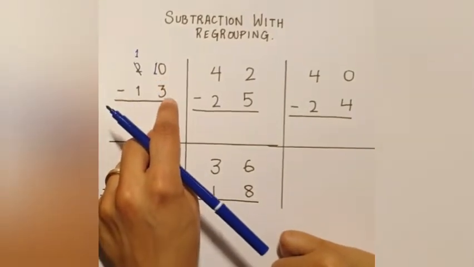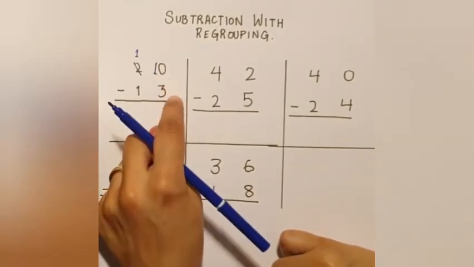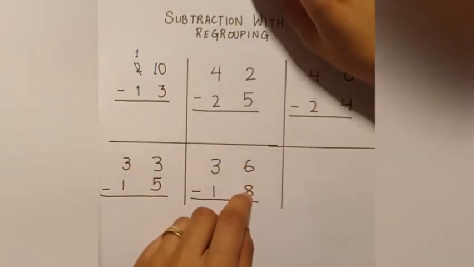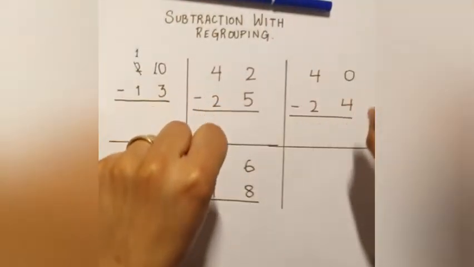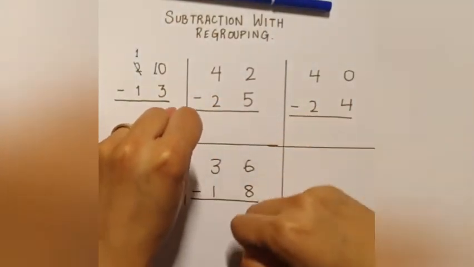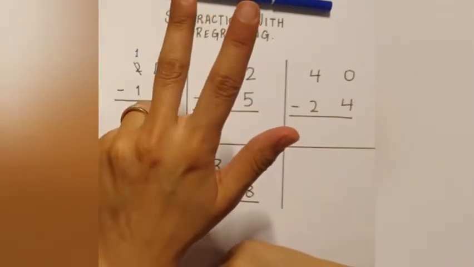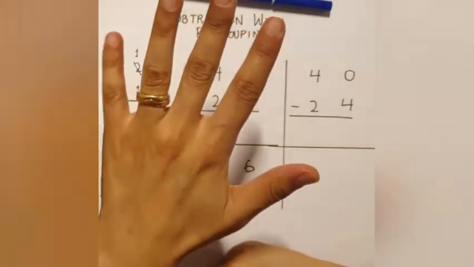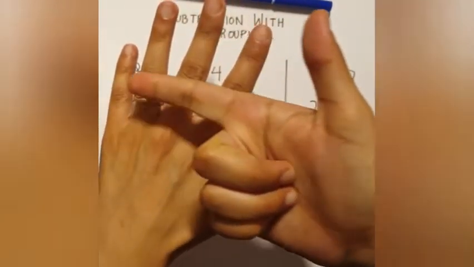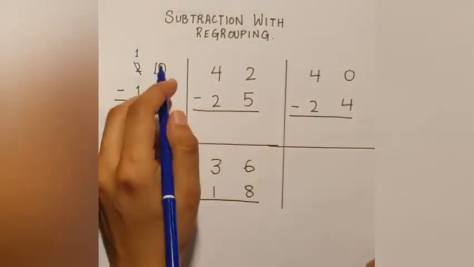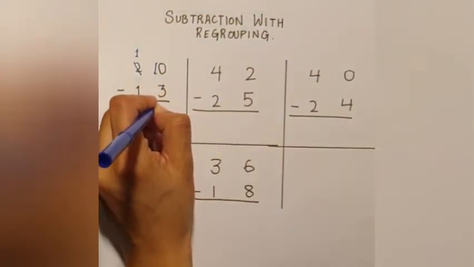Now I have 10 minus 3. I think this question now can be done. Now, start with my hands closed. I am going to count from 3 to 10. After 3, 4, 5, 6, 7, 8, 9, and 10. That's 7 fingers, so 10 minus 3 is equal to 7.